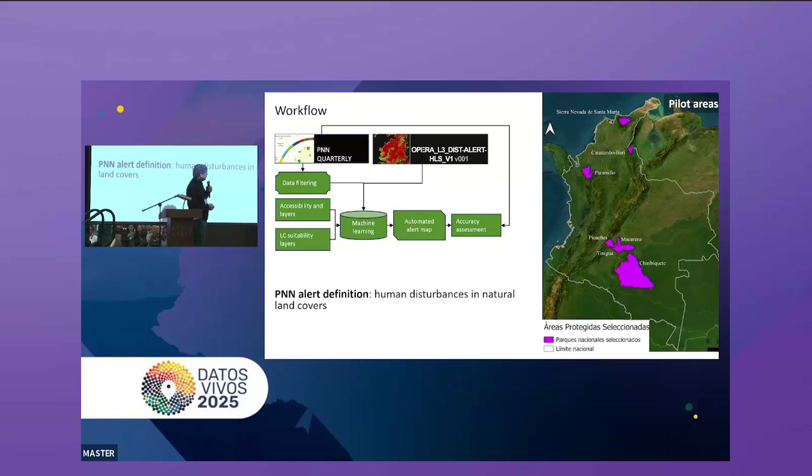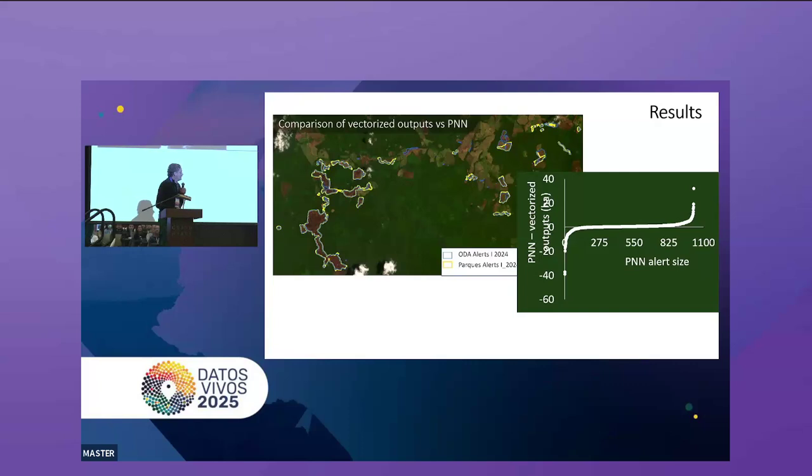These are the pilot areas where we did this work, which are some of the ones where most of the alerts happen in the country. Here are some of the results. We can see that the areas that we obtained in our automated map closely match the areas that correspond to alerts in the National Park System.